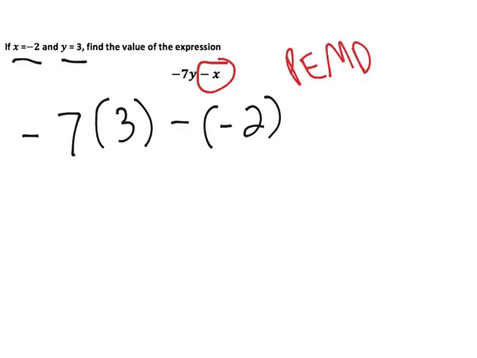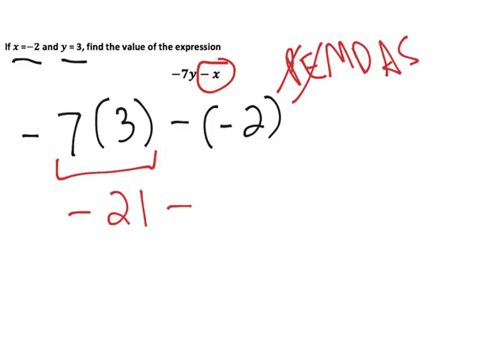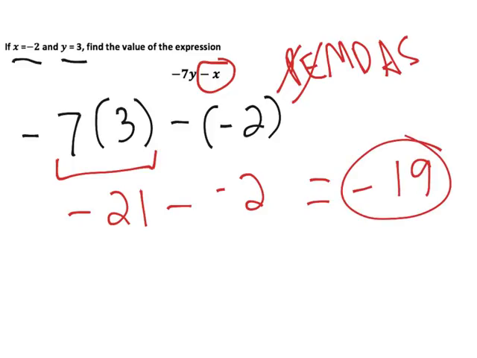So let's use our PEMDAS. Please excuse my dear Aunt Sally. We don't have parentheses, we don't have exponents, but we do have multiplication right here. So it's negative 21 minus negative 2. And you can enter that in your calculator. Negative 21 minus negative 2 in order to give you the answer. Or you can do negative 21 plus 2, because you know the double negative rule, and that is going to give you negative 19.